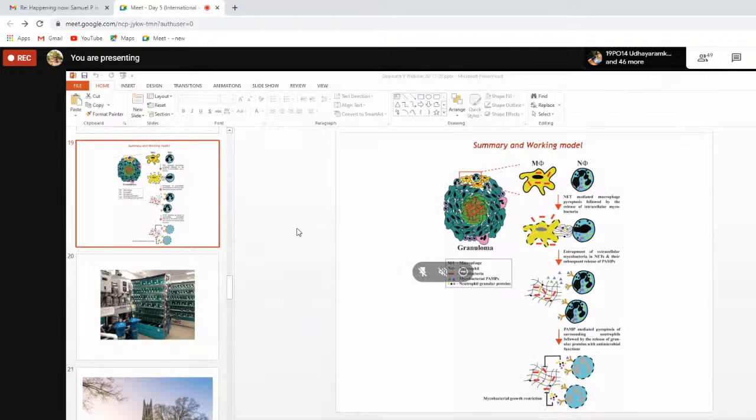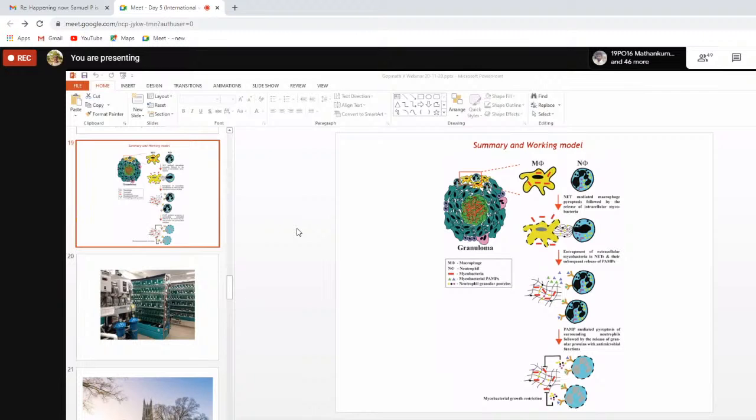So based on all the data that I presented, I propose a working model as follows. So neutrophils and infected macrophages interact with each other in a granuloma. This interaction results in lysis of infected macrophages and release of intracellular bacteria. How? Based on published reports, we speculate that DNA from neutrophils released during netosis, a process that I mentioned at the beginning of my talk, may be involved in this mechanism.